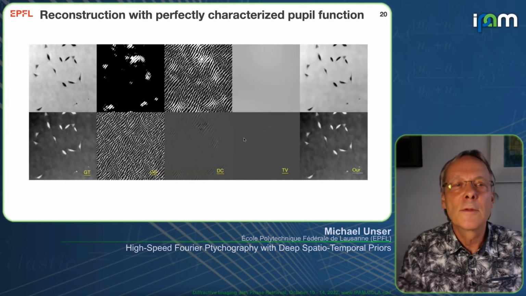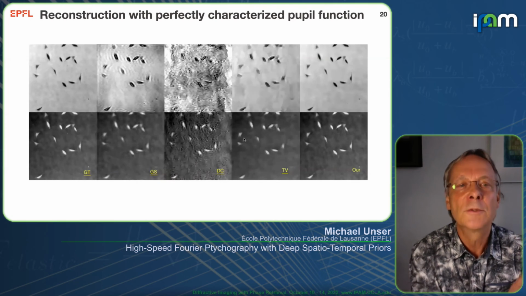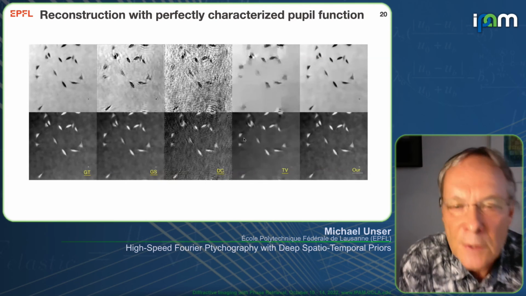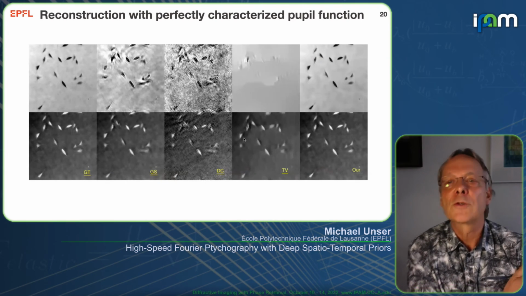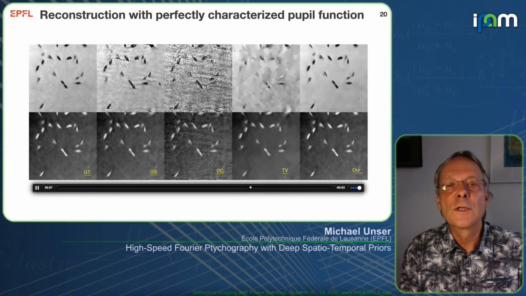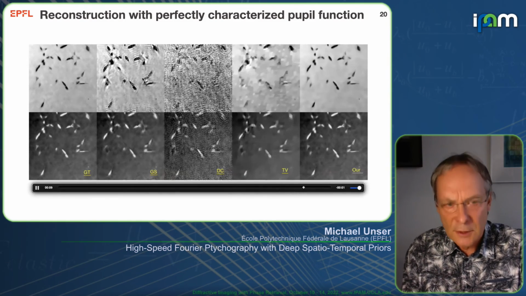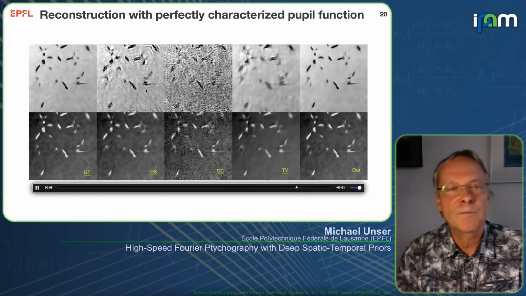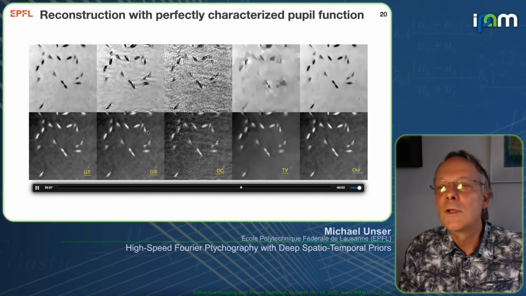And so I think the best is seeing the results. This is the sequence of reconstructed images, using, let's say, Gerchberg-Saxton here as a reference method, and you see all those artifacts.